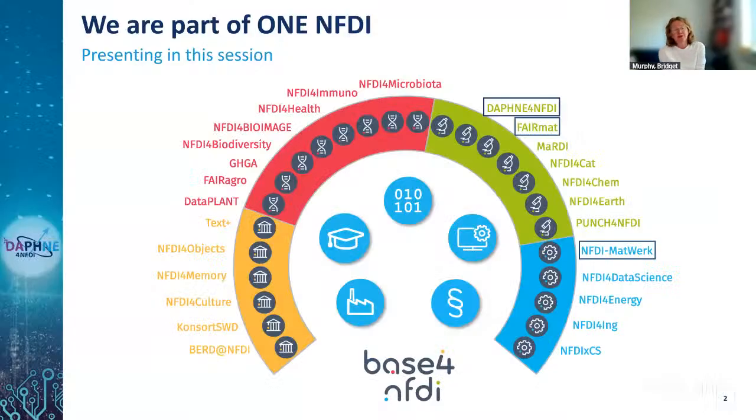So you're welcome to NFDI, and let's remind ourselves where we are in NFDI. There are many different consortia, and DAPHNE is in the physical sciences. We're closely related to FAIRmat, to MaRDI, to NFDI4Cat, NFDI4Chem, NFDI4Earth, and PUNCH, and also to MatWerk. But actually, we're quite heterogeneous in that we cover a lot of topics around the famous NFDI horseshoe.